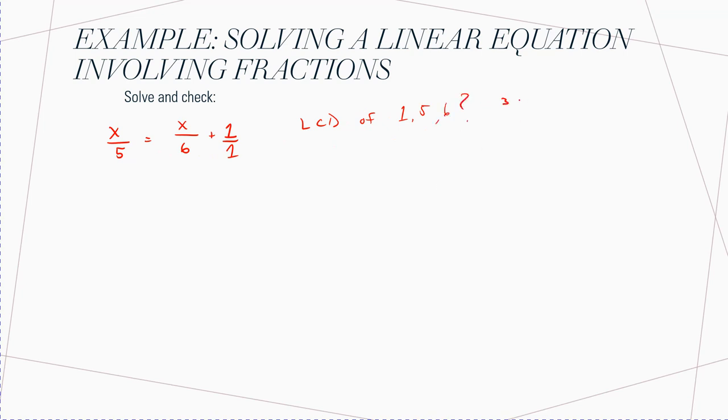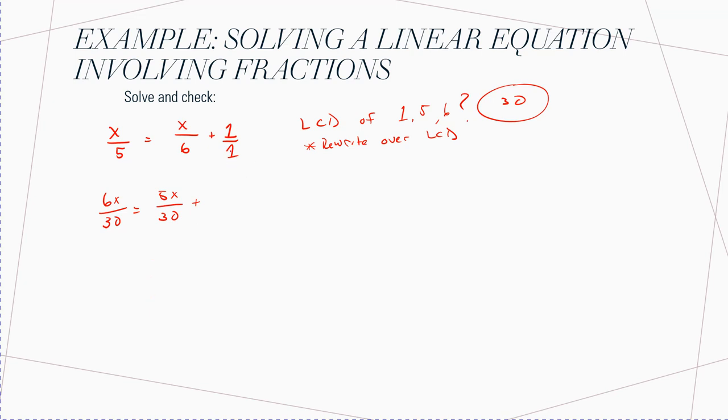Well, it's actually just 30. So now you're going to rewrite everything over the LCD. All right, so to change the 5 to a 30, I need to multiply by 6. So this becomes 6x over 30. To change the 6 to a 30, I need to multiply by 5. So this becomes 5x over 30.